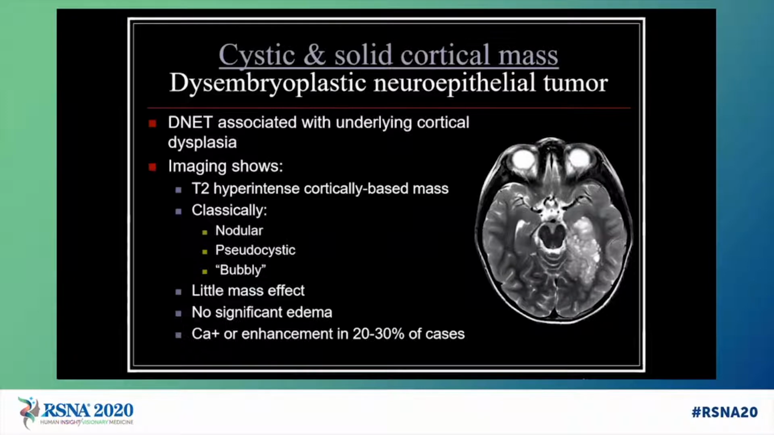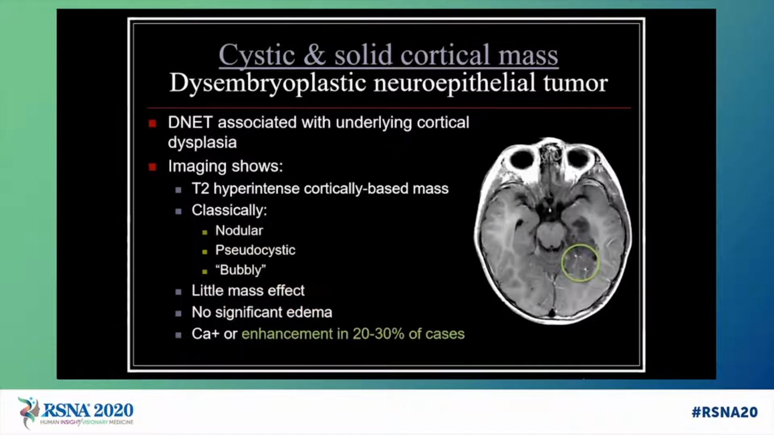Next is dysembryoplastic neuroepithelial tumor. So DNET is important because it's associated with an underlying cortical dysplasia. So you have to have surgical resection of both the lesion and the cortical dysplasia to get seizure resolution. On imaging, what we're going to see is a T2 hyperintense cortically based mass. Classically, it's going to be nodular, pseudocystic, or bubbly. And despite the size of the lesion, there's usually little mass effect and no significant edema. And you can see calcification or enhancement in about 20 to 30% of cases.